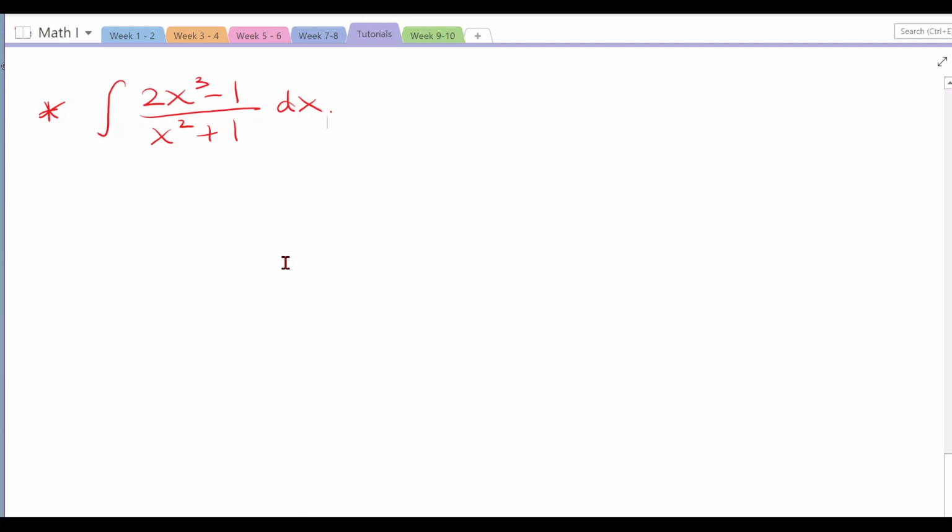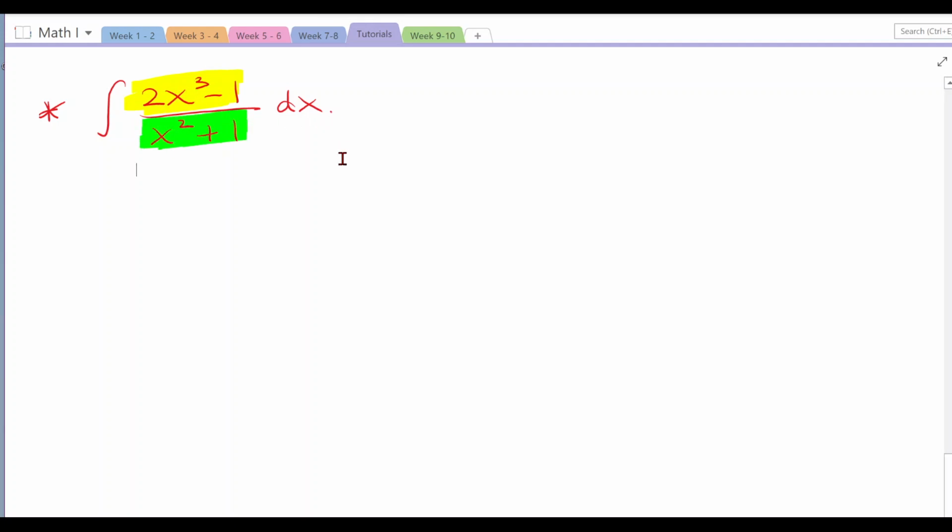Okay, let's try to solve another integration problem. Here we have the integral of 2x cubed minus 1 all over x squared plus 1 dx. As you can see here, we have the power of our numerator, which I just highlighted in yellow, and then our denominator in green.